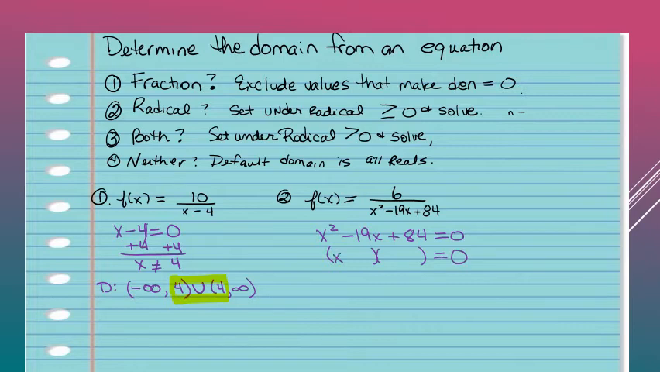And again, if you need to stop and review factoring, please do that. But the multiples, two numbers that multiply to give you 84 that are going to add to give you 19 is going to be 12 and 7. So it'll be a minus 12 and a minus 7. Is that right? Yes, there we go.